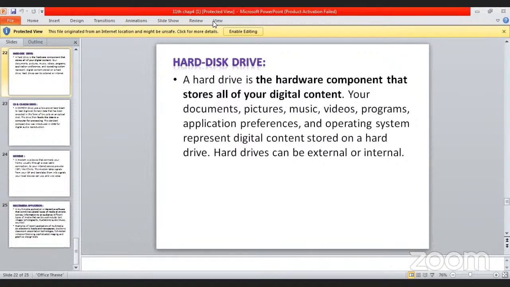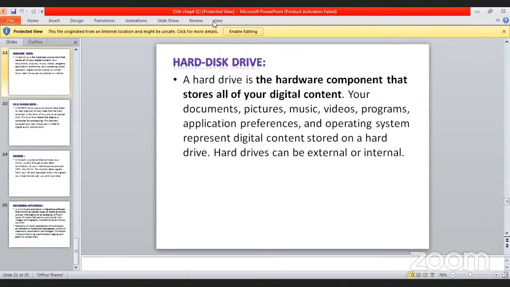The hard disk drive काय असतात? A hard disk drive is a hardware component, means it stores all our digital content, our documents, pictures, music, videos, all those things that we can store in that hard drive. Hard drive can be external or internal also. So that hard drive or hard disk drive contains rigid metal or glass pieces.